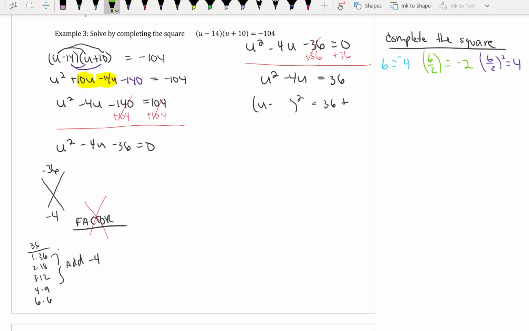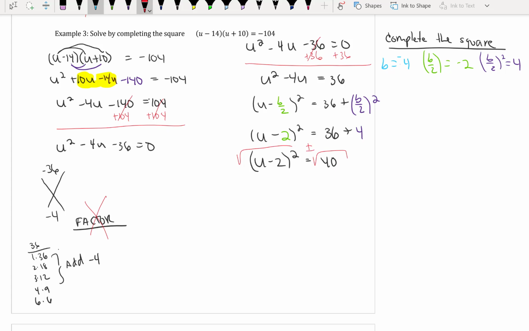So here I have my b divided by 2 and my b divided by 2 squared. So I'm just popping in these values. So u minus my 2 value, and I have my 36 plus my 4. And 36 plus 4 gives me 40. And now I can square root both sides with that plus and minus. So that u minus 2 is equal to plus or minus the square root of 40.